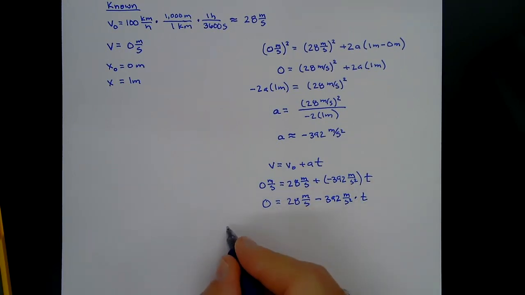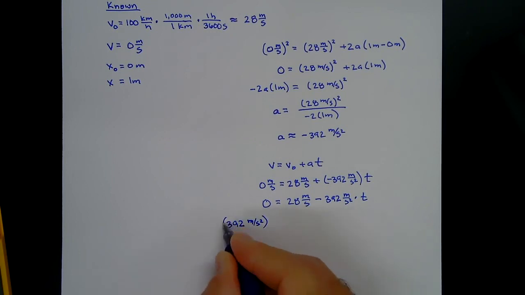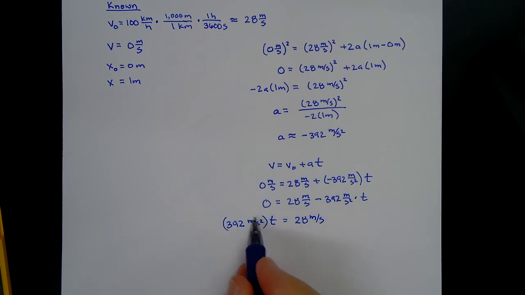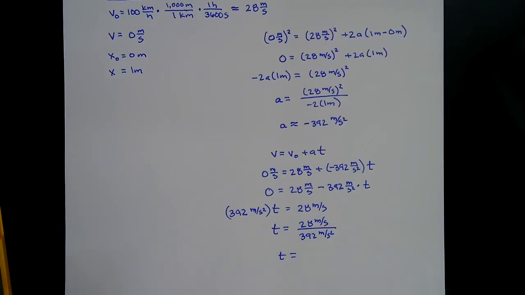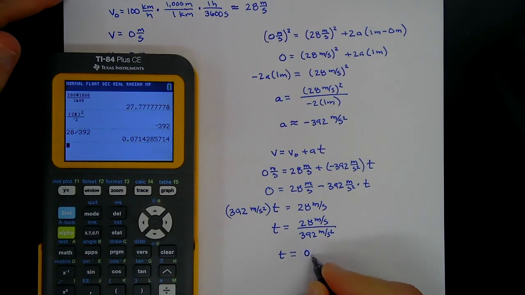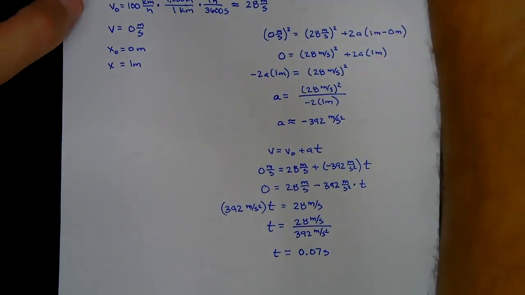I'm going to move these over. So we get 392 meters per second squared, and I'm going to put parentheses around it, times t is equal to 28 meters per second. Then I'm going to divide by this. So t winds up being 28 meters per second over 392 meters per second squared, and you're going to get a time unit of seconds out of this. So back to our calculator, 28 divided by 392, and we get 0.07. See, that's a really short period of time. So 0.07 seconds.